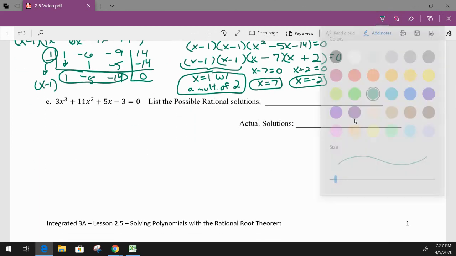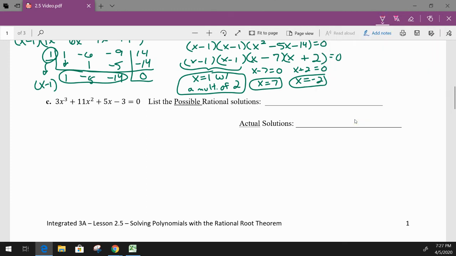Okay, so the next one. Letter C. All right, so this one doesn't have an f of x equals. It just has the polynomial equal to 0, which when you are solving polynomials, you do want them to equal 0. And this one's going to have a little bit more interesting list of possible rational roots because our leading coefficient is 3. It is not 1.